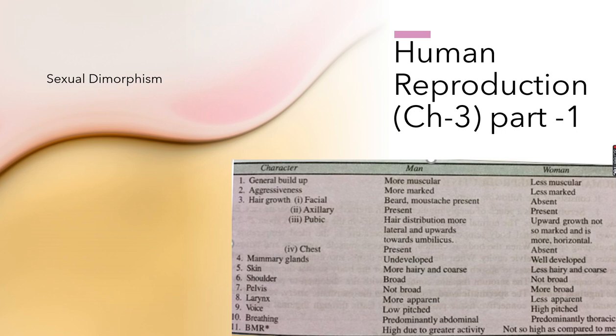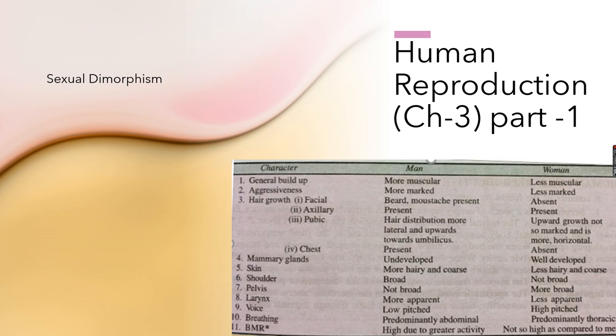In human beings, when male and female individuals are differentiated externally, the phenomenon is called sexual dimorphism. So human beings show sexual dimorphism. Characters which distinguish male and female externally are known as secondary sex characters. Here a chart is given in which you can see differences between male and female on the basis of secondary sex characters. You can read this, it is very easy.